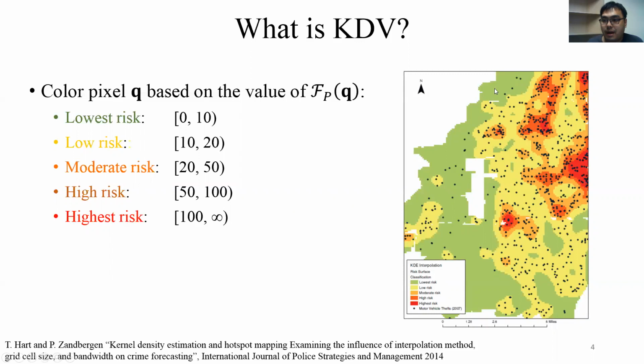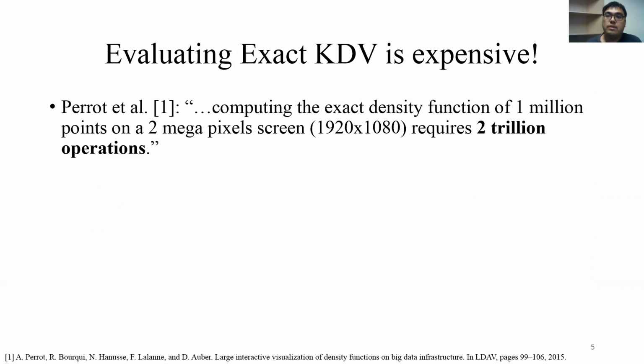Consider this part. The density value may be very low here, so we can use the green color to represent it. Consider this part. You can see that there are so many crime events here, so F_P(q) can be very high here, so we can use the red color to color it.